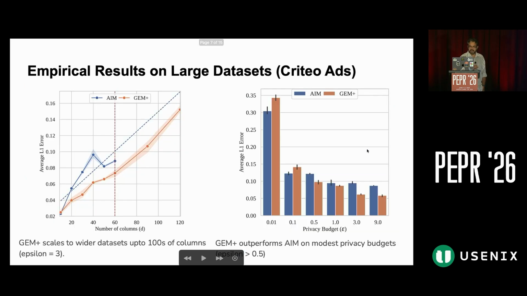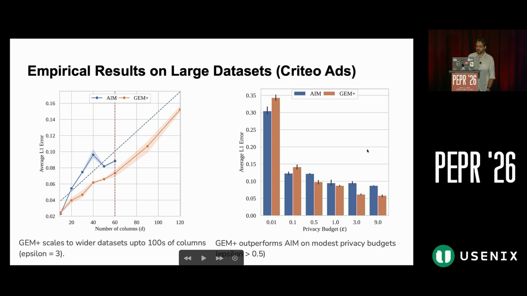And I have a slide here, right? If you look at this picture, the blue line is AIM, which is the current state of the art, and the orange line is the GEM plus algorithm that we propose. One of the things to note here is that roughly about 60 columns is where AIM starts to fail. GEM plus keeps going till 120 columns, which is the full Criteo data set.